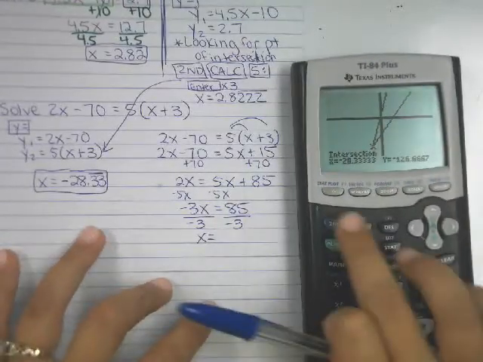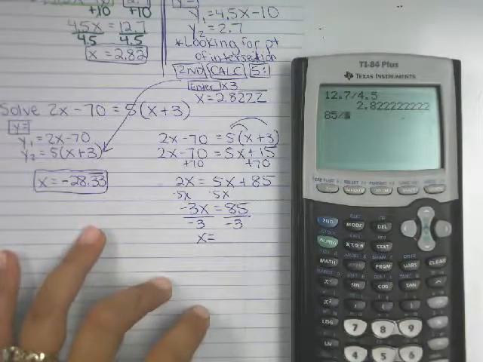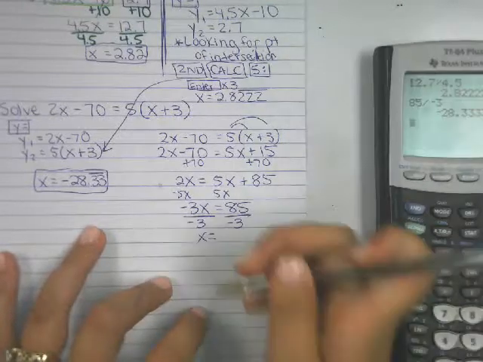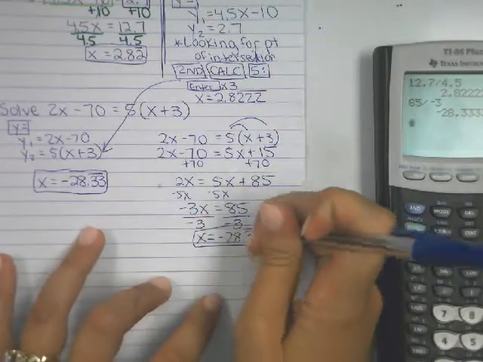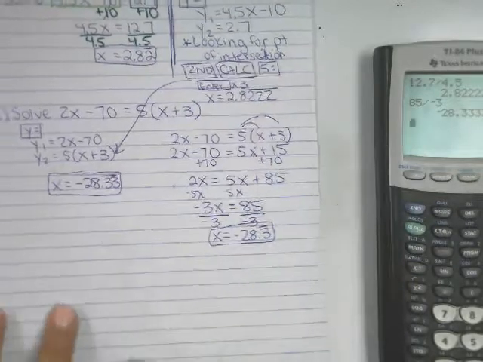Fingers crossed we get the same answer either way. 85 divided by negative 3. Yay! Same answer. Negative 28.3, repeating. Okay. By hand, calculator method.